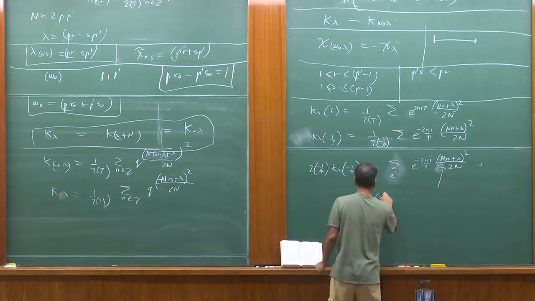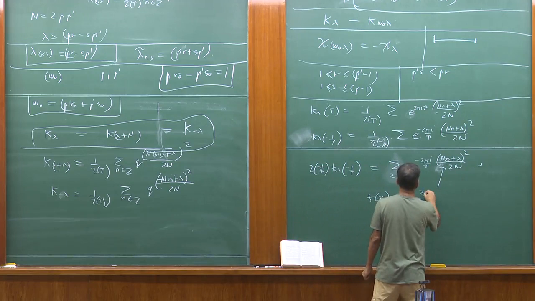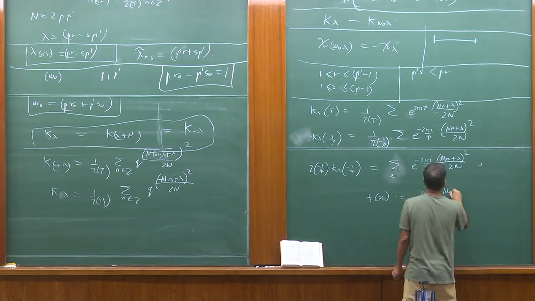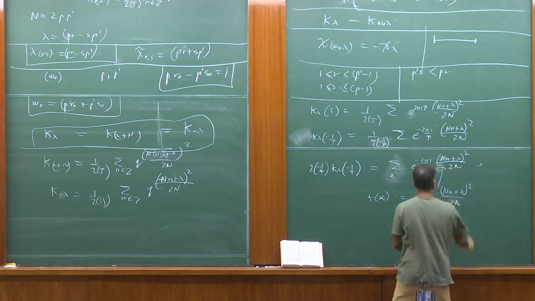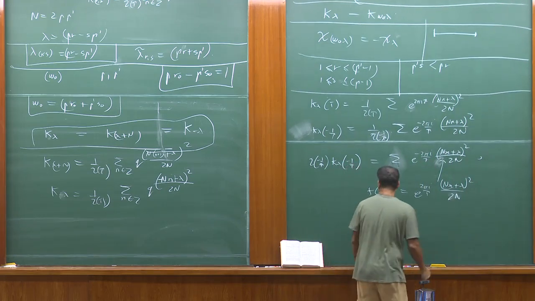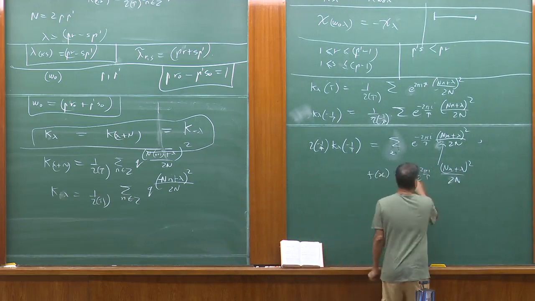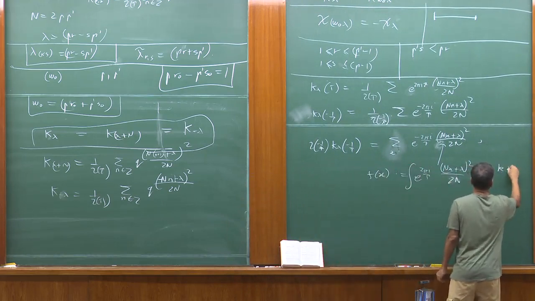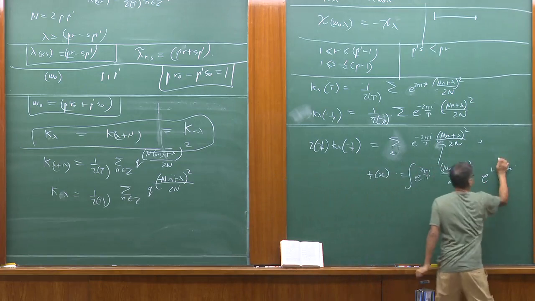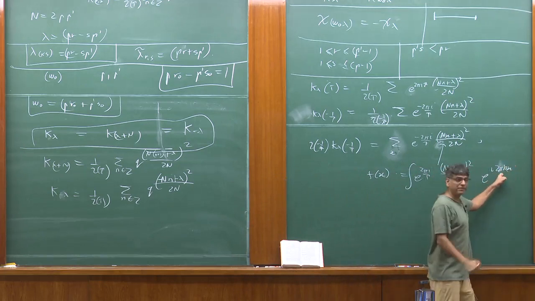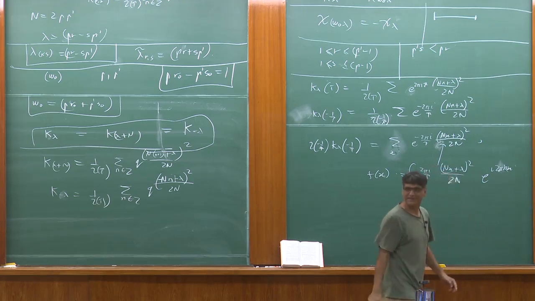So f of x is equal to e to the power 2 pi i by tau, n x plus lambda, the whole thing squared, by 2n. What's the Fourier transform of f of x? We take this and multiply it by e to the power 2 pi i k x, and then we sum over all the integer values of k. I think that's right.